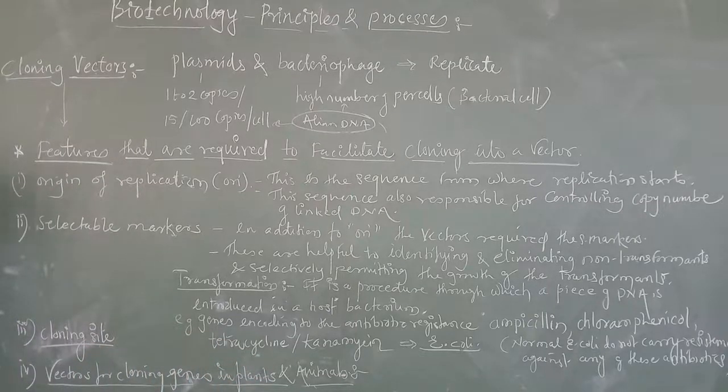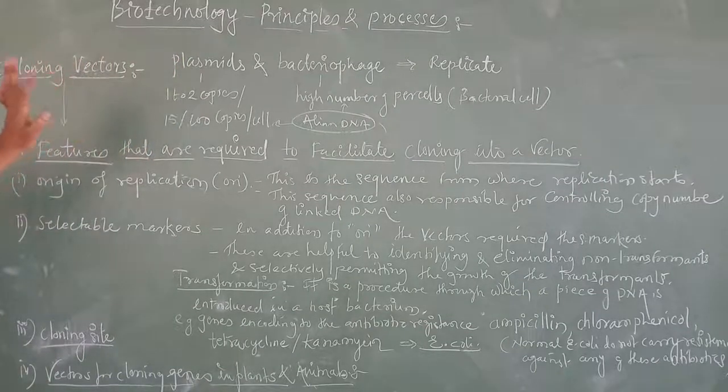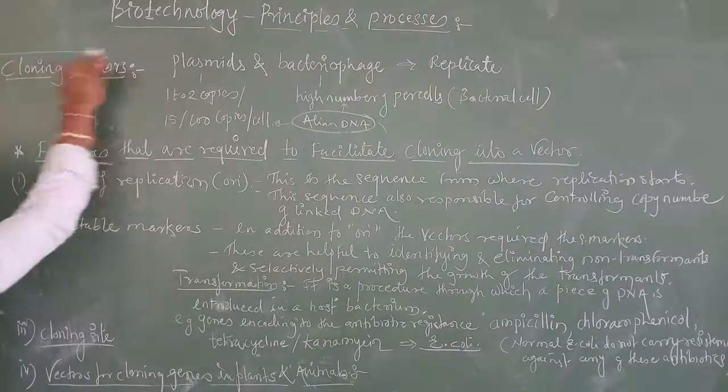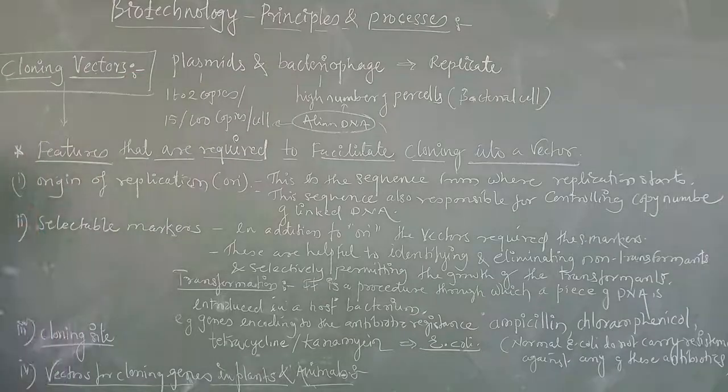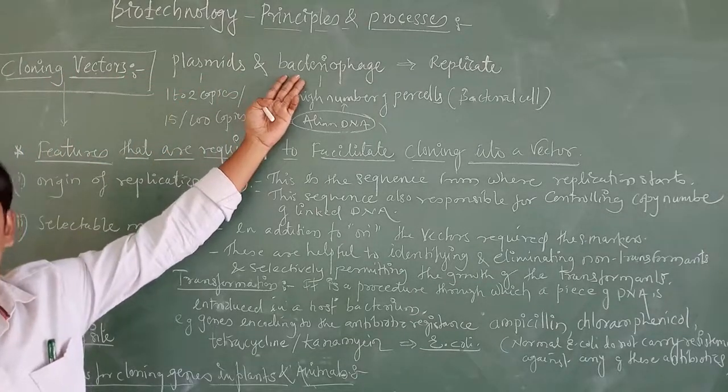So cloning vectors are nothing but plasmids. What is a plasmid? A plasmid is an extra chromosomal DNA and it has a self-replicating capacity. In today's class we are discussing the cloning vectors. Cloning vectors are nothing but plasmids and bacteriophage.